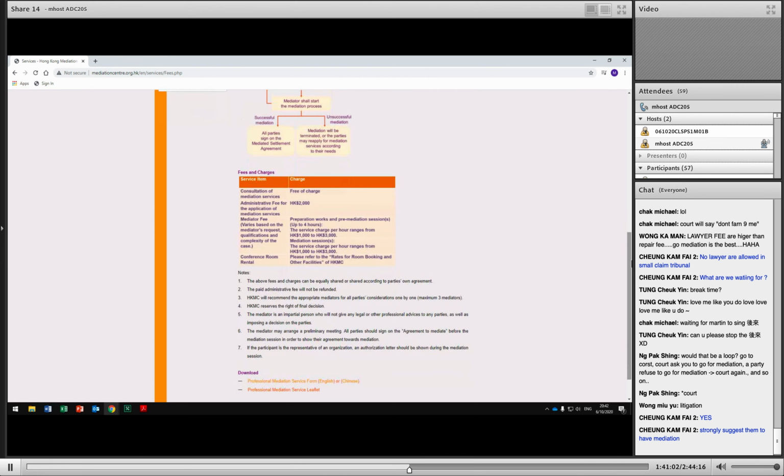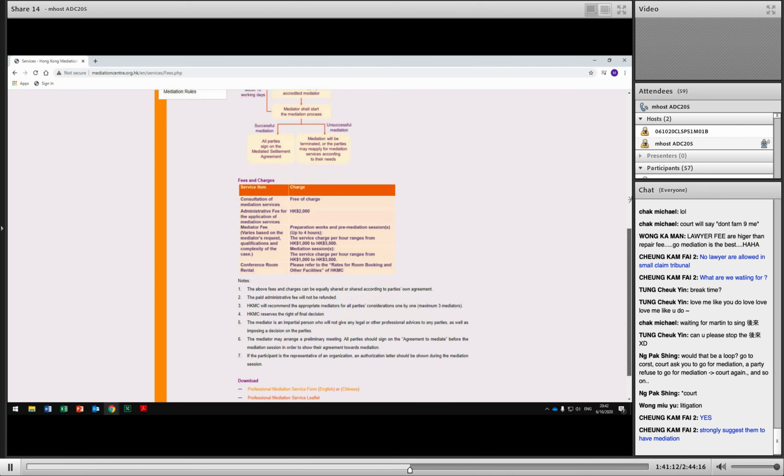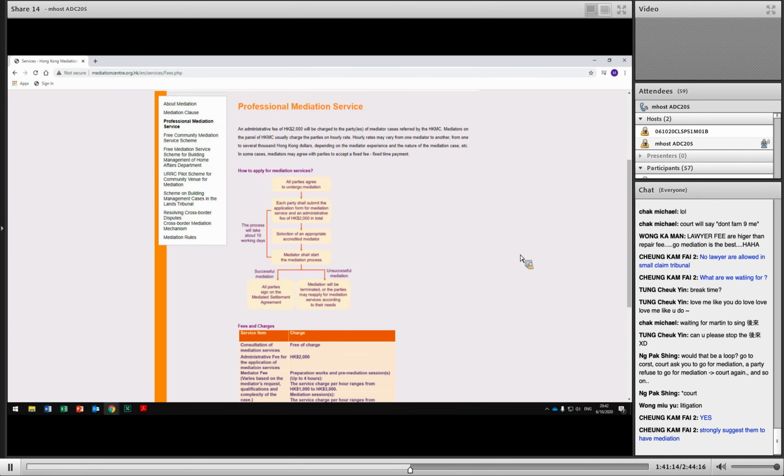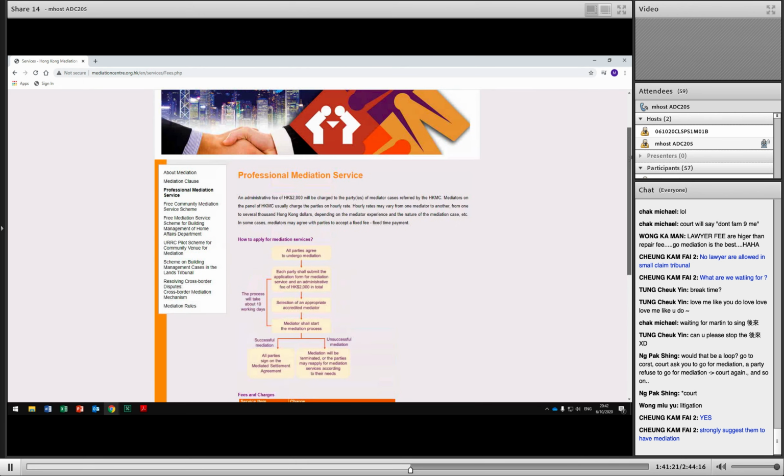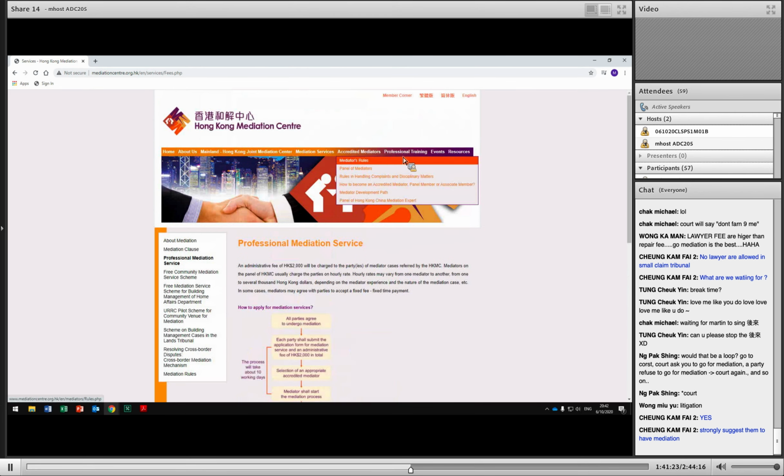But of course, the practical difficulty is that even though you can become a mediator quite easily, to get business is not easy. Some people attend the training course and become accredited mediators, but the point is that it's not easy to get business.